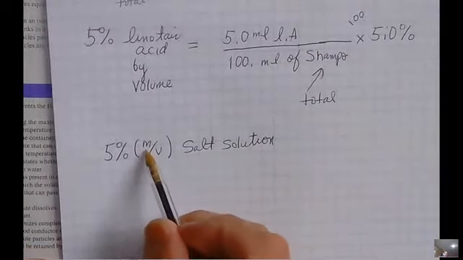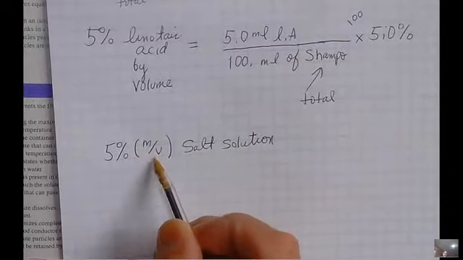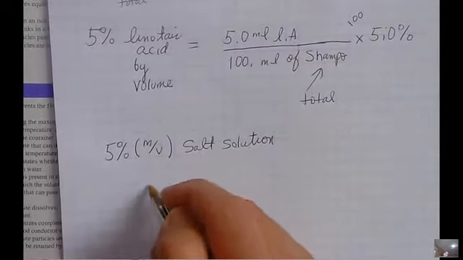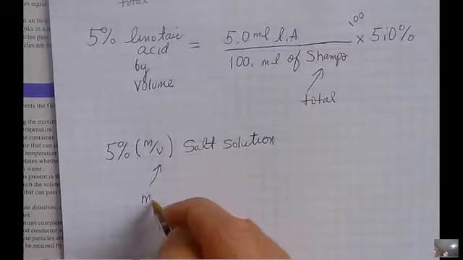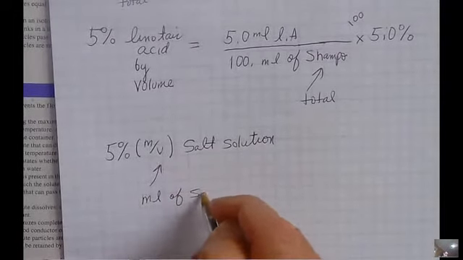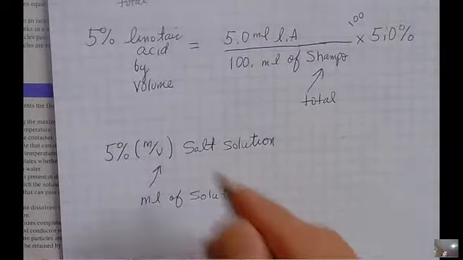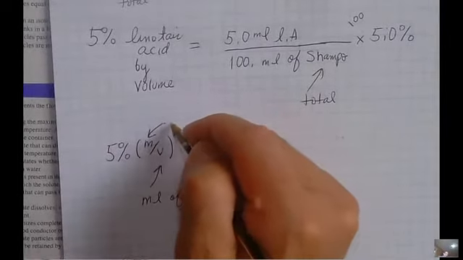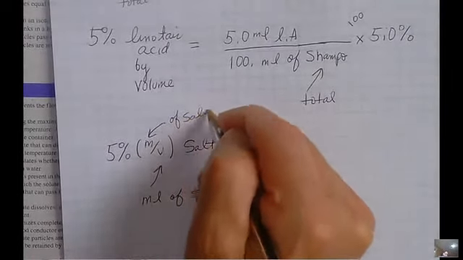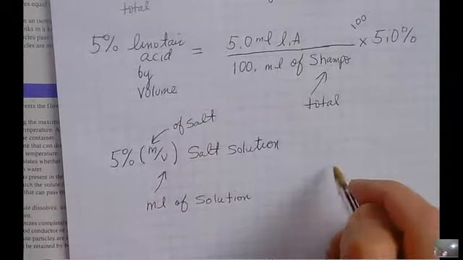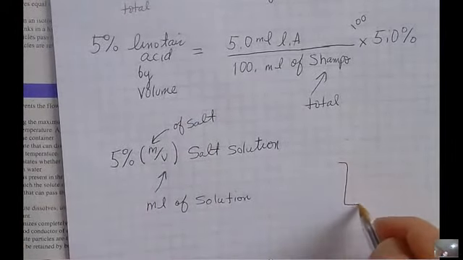We want the mass over the volume, right? So the volume we want to be in milliliters. So this is going to be milliliters of solution. But the solution isn't already made up. You're kind of making it on the go. And this is the mass of the salt. So we weigh out 5 grams of salt. We put it in our beaker.